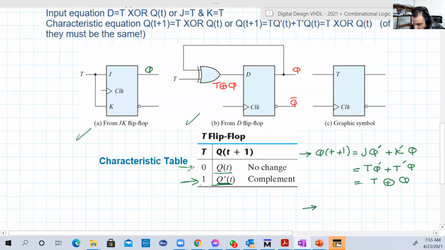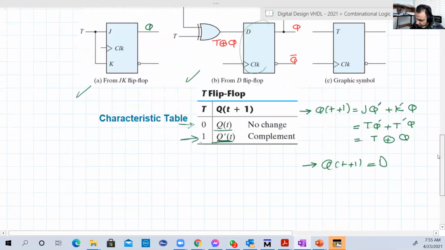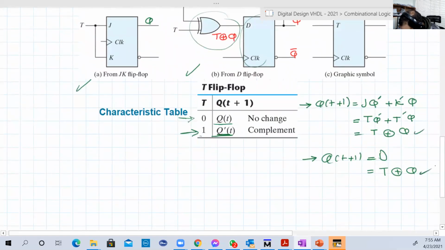Let's see. We know that this is a D flip-flop. So we know that Q of T plus 1 is equal to D. We showed that here. Look. And from that circuit in here, D is equal to what? It's equal to T XOR Q. Look, exactly the same 2 equations. That must happen, you know. Okay.